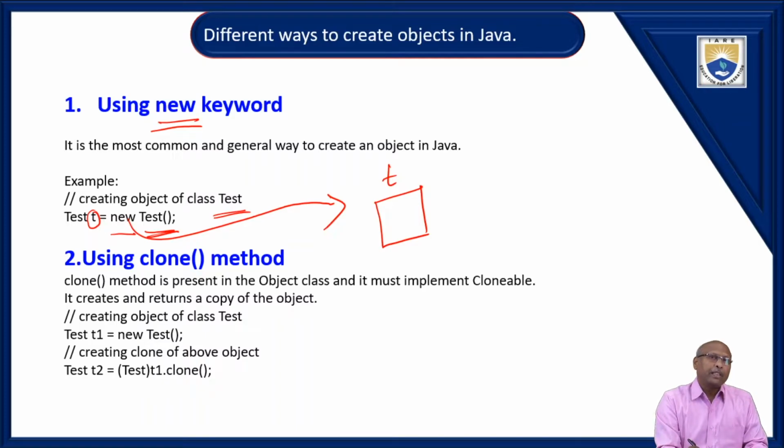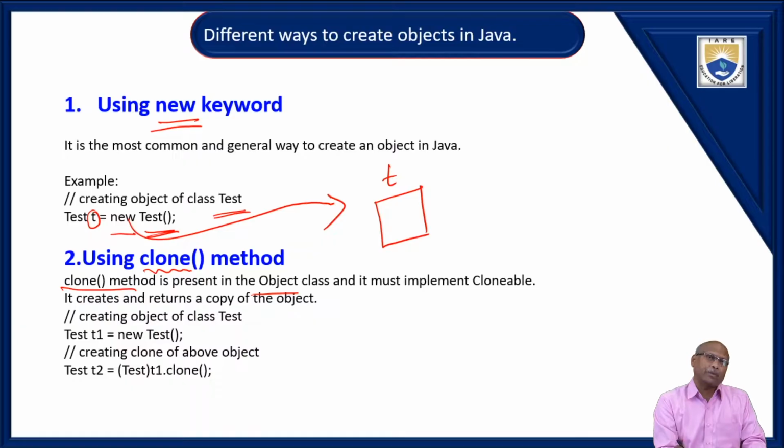Because it follows dynamic memory allocation. Actually, new is an operator to allocate memory. So for every object it requires memory. That's why we use new. And there is another method called clone. Clone method is also a method which will allow you to create one instance, one object. Clone method is present in the object class.